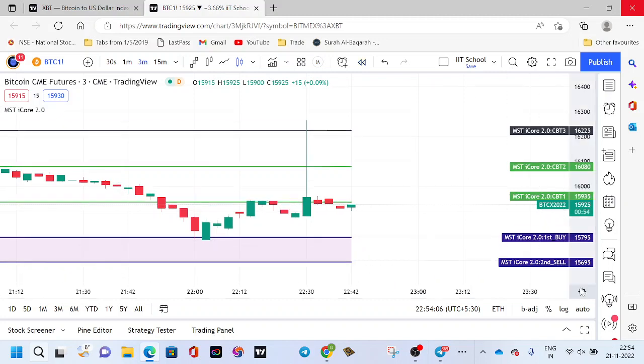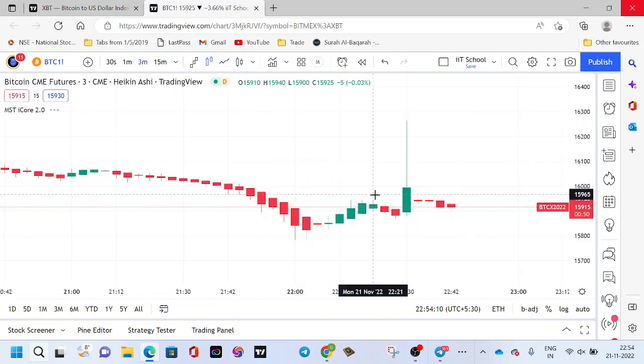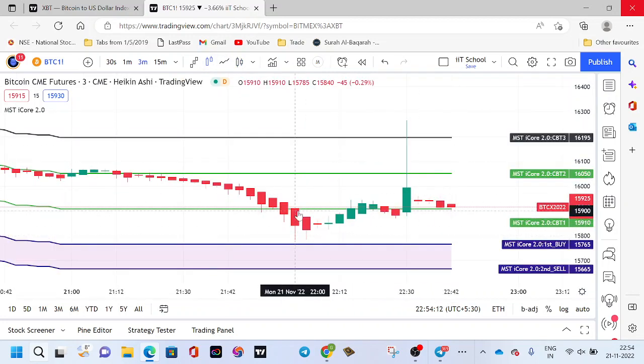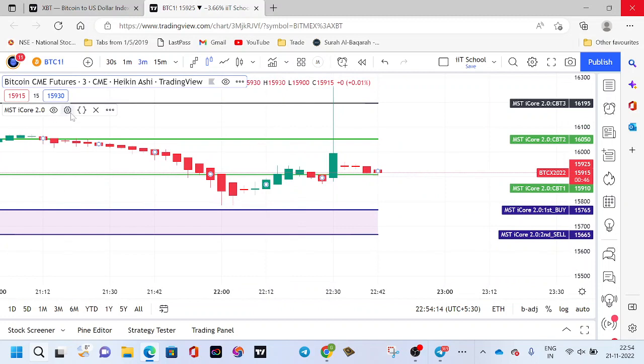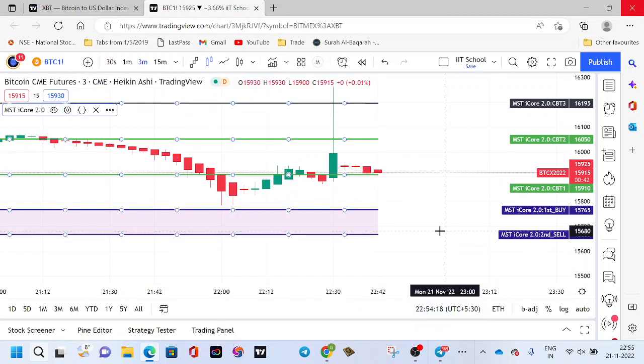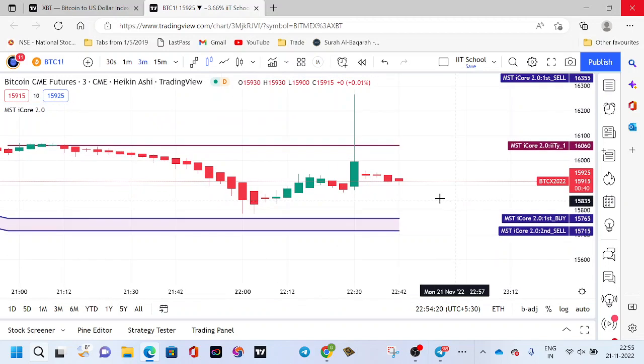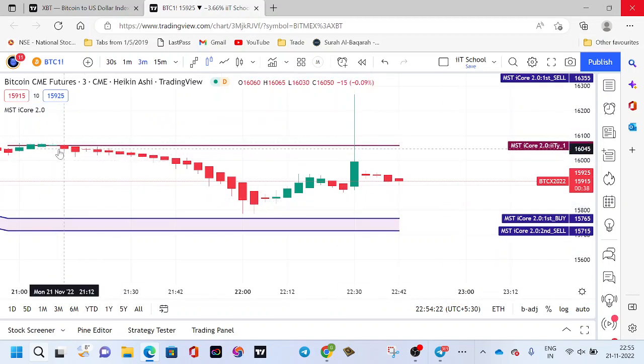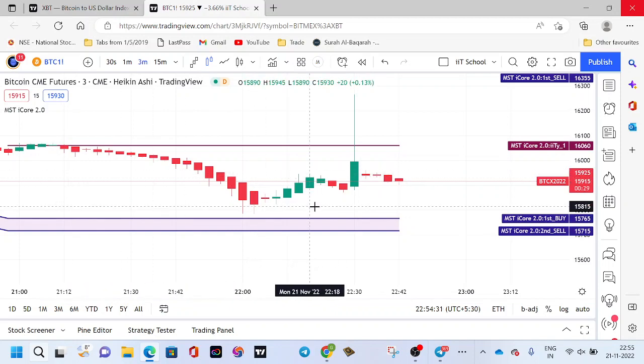Now I wanted to show you with the help of Heikin Ashi. See this Heikin Ashi. Again I will come here and do reset settings. Once a Heikin Ashi red candle is closed below this line and the low of that candle is broken, you can go for the sell entry. So this is how we have to trade.